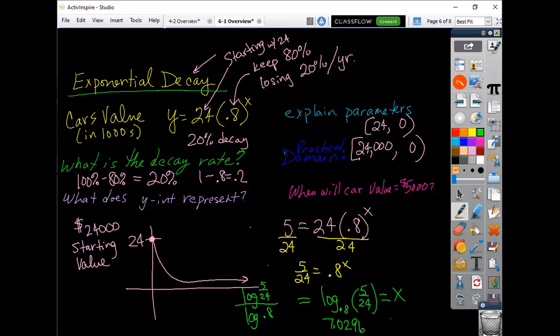Just to again, what I typed in Desmos then was y equals log. I did an underline, like shift and the dash, and then the 0.8, and then Desmos knew to put the 0.8 as the base, and then in parentheses 5/24 for it to give me this same answer.